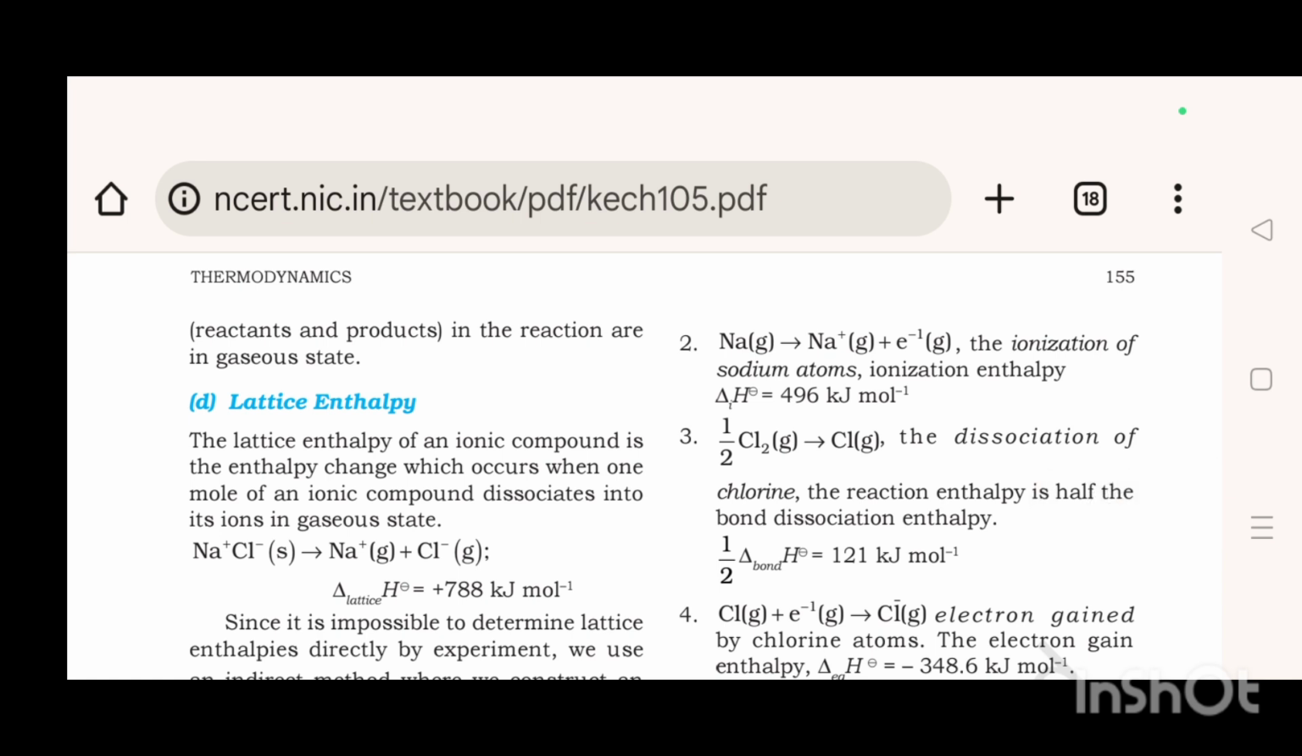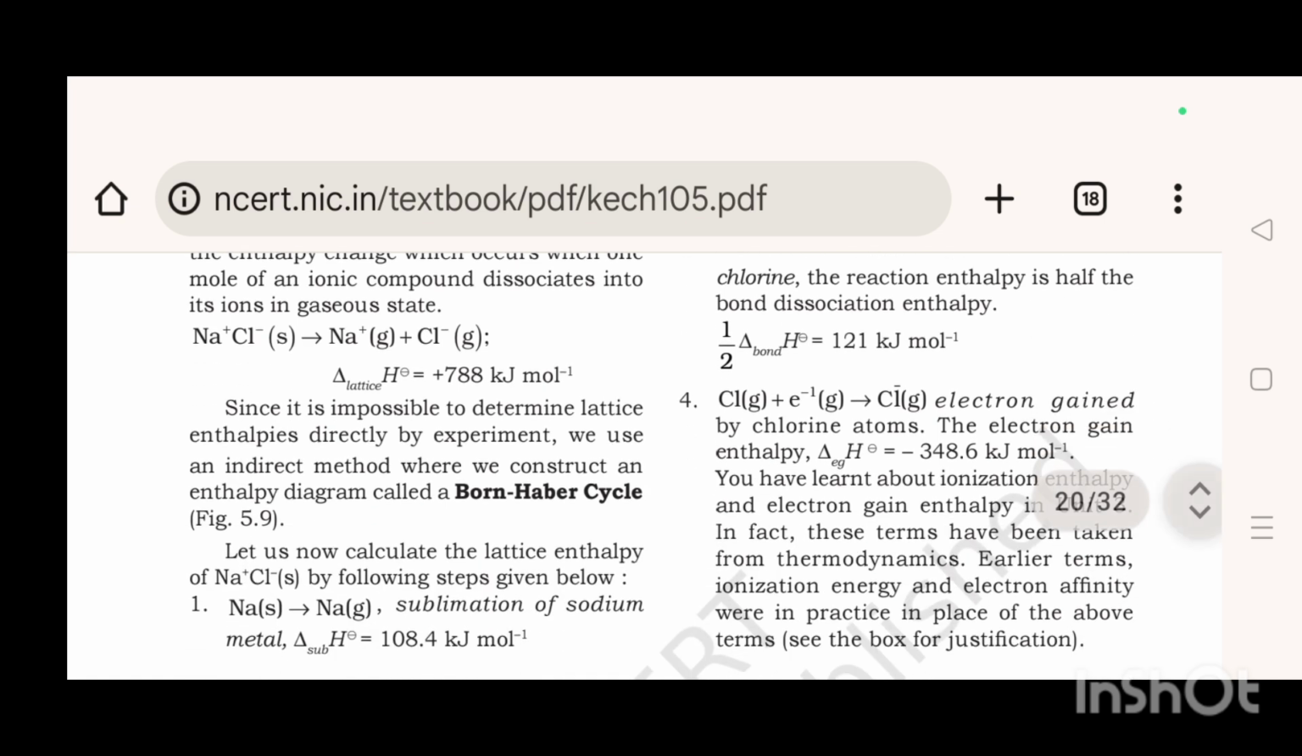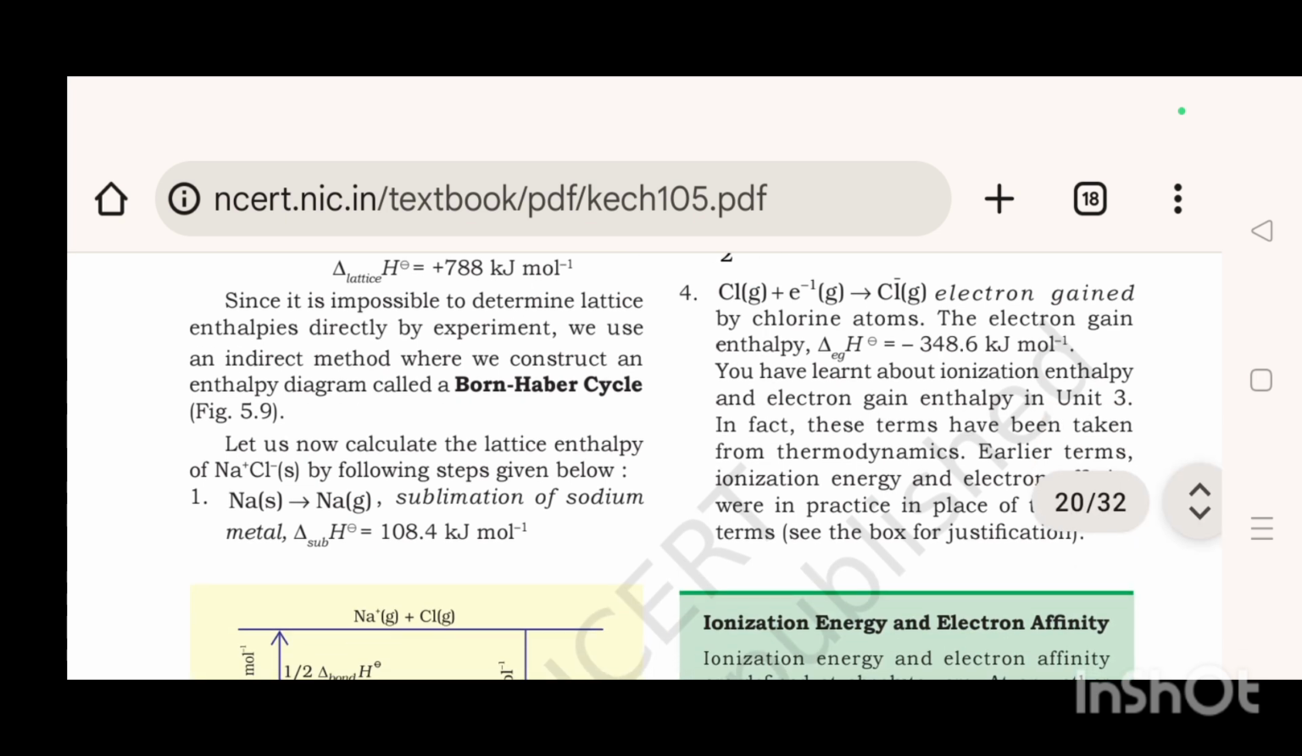Lattice enthalpy. The lattice enthalpy of an ionic compound is the enthalpy change which occurs when one mole of an ionic compound dissociates into its ions in the gaseous state. Since it is impossible to determine lattice enthalpies directly by experiment, we use an indirect method where we construct an enthalpy diagram called the Born-Haber cycle. Let us now calculate the lattice enthalpy of Na+Cl- by following the steps given below.